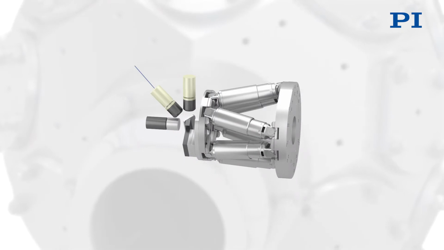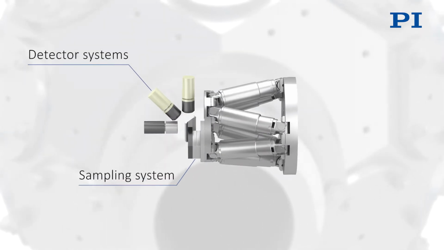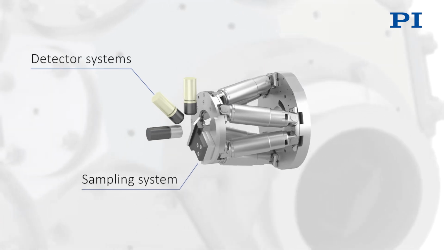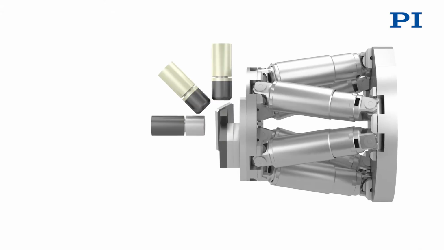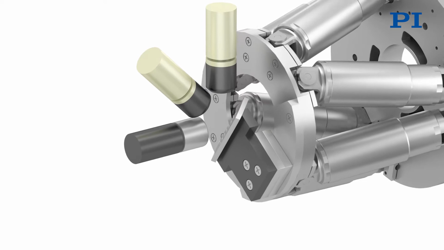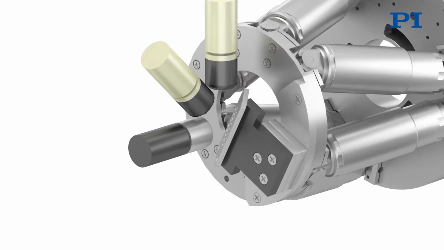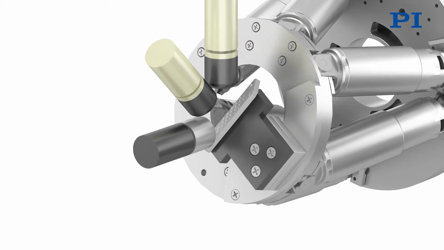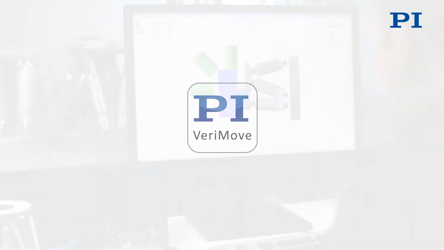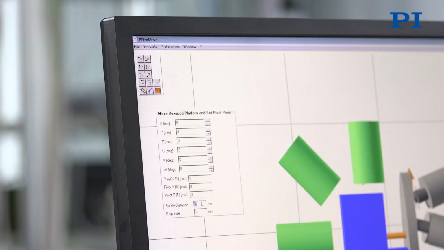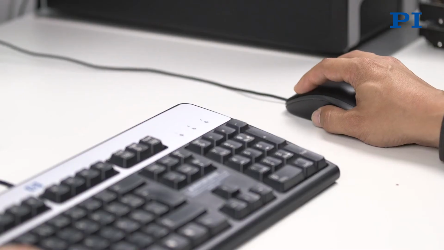Its task is to position a sampling system exactly in the focus of various different detector systems. The installation space is restricted. The objective is to take full advantage of the maximum motion range of the hexapod without putting the sample or the detectors at risk. The PI VariMove software calculates the permitted travel ranges and if there are any obstacles, whether a sample setup, other moving parts or the wall of the vacuum chamber.